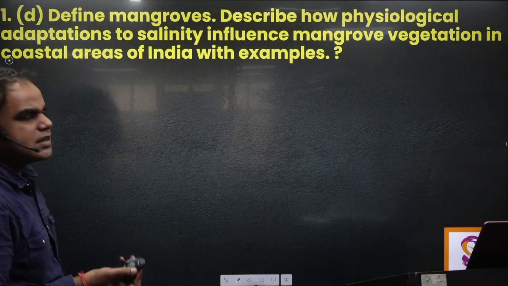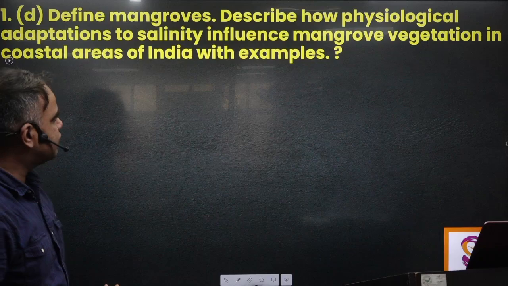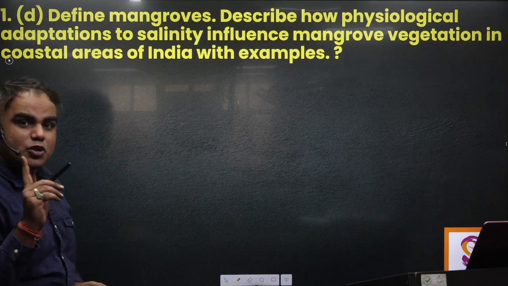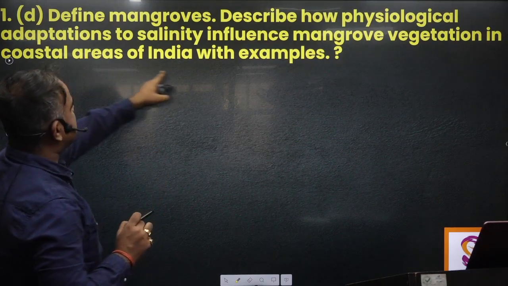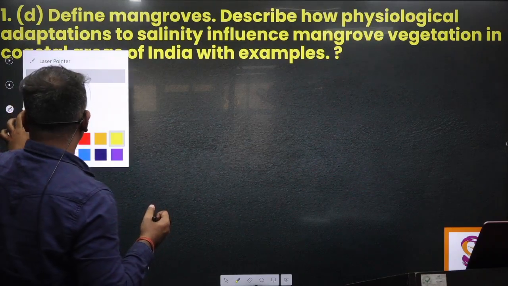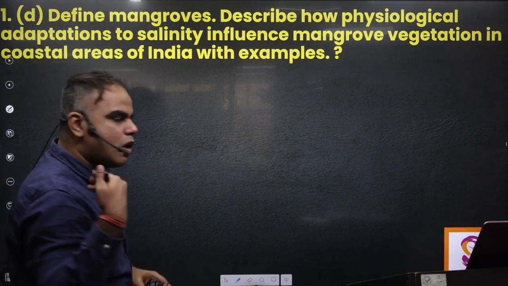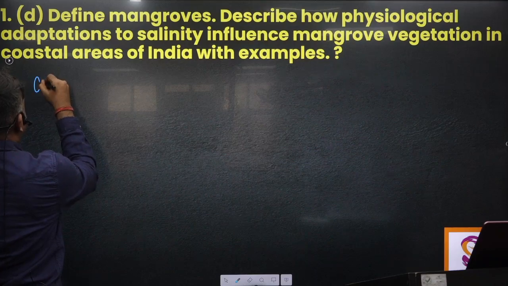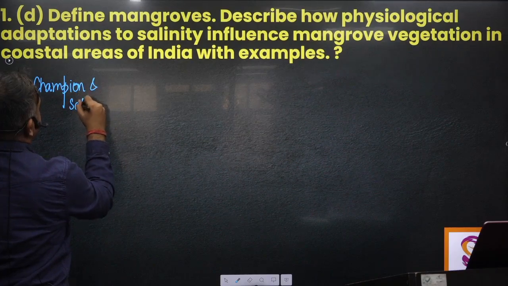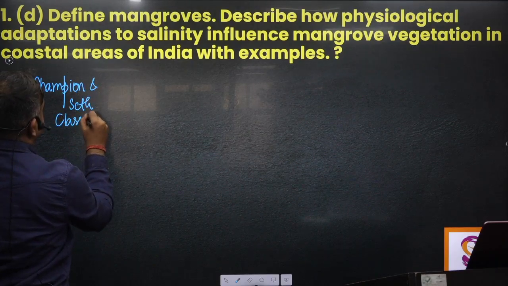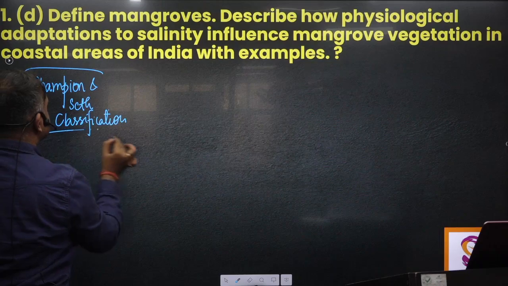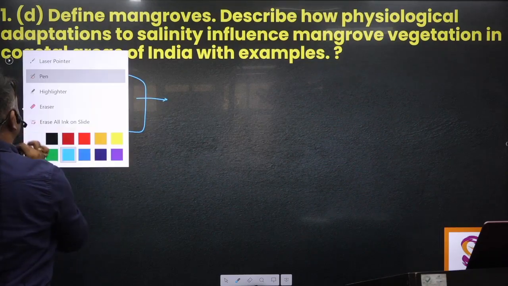Fine. Now this is a question I'm expecting all of you to write fairly well. This is an easy example, but what will differentiate your answer and what I would also be interested to see is examples that you give. Okay, now define mangroves. You can give a very simple definition, but for the sake of more, let's say, authority, you can write with the Champion and Seth classification. Okay, use this and then try to give the definition of mangroves.